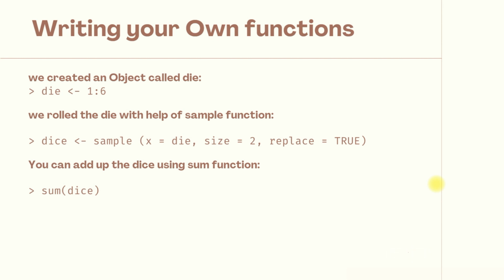Now we saw that if we want to re-roll the pair of dice, we have to run the sample function again. That means I have to retype this entire code into the console every time I want to re-roll the dice. But this is a very awkward way to work with the code. It would be much easier to use the code if I can wrap it up into its own function. And that is exactly what we are going to see in the next slide.